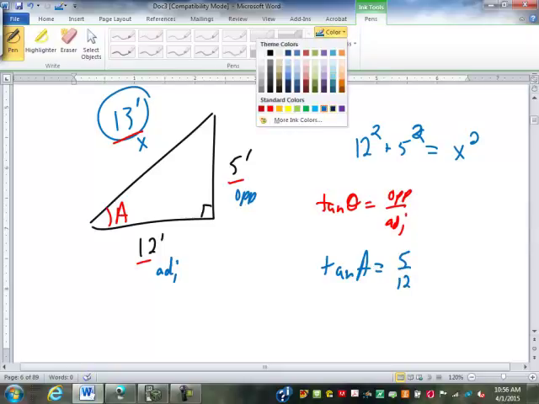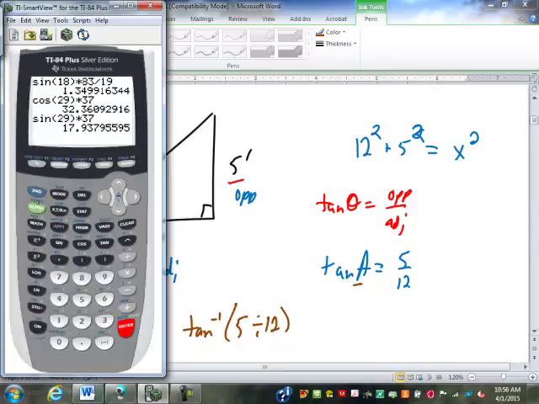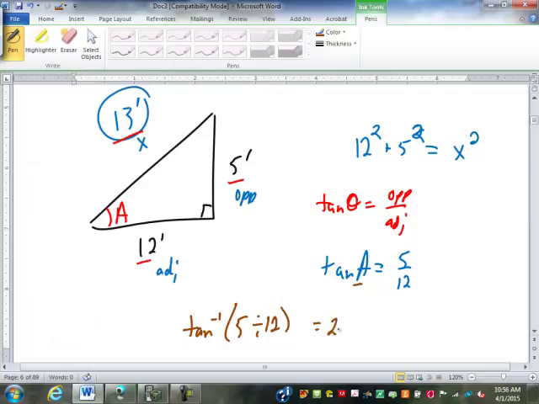Before, when we're looking for a missing side, we've always made it a proportion and cross-multiplied and divided. We don't do that here. Since we're looking for the angle, we do an inverse tangent of 5 divided by 12. Giving us 22.62 degrees.